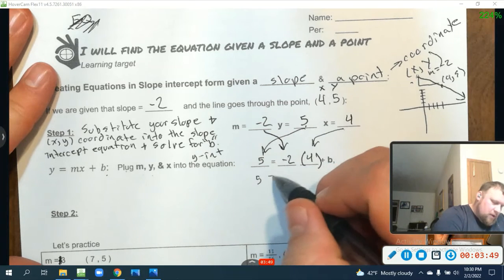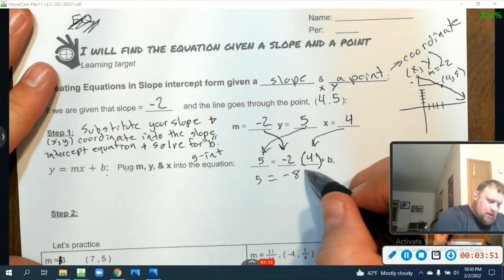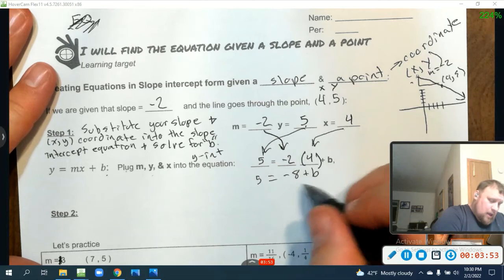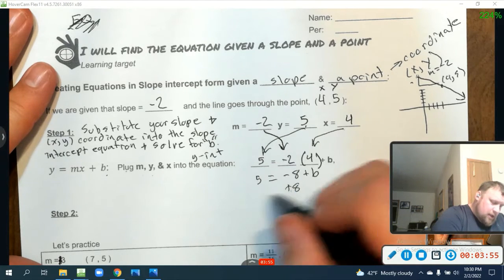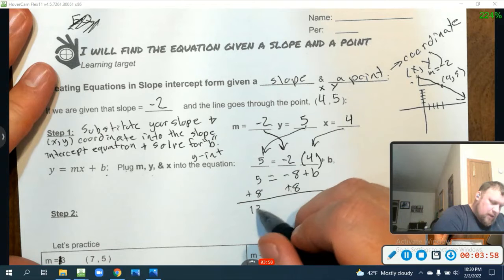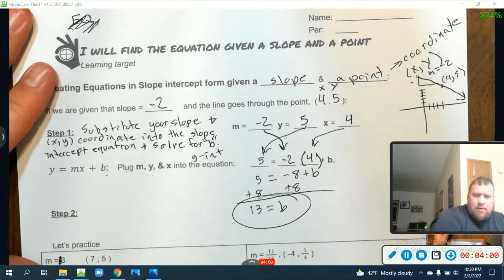So again, 5 equals, what's -2 times 4? It's -8, plus b. And we want to solve for b, so add 8 to both sides. And we get that our b is equal to 13, right? Awesome, that's a great step.